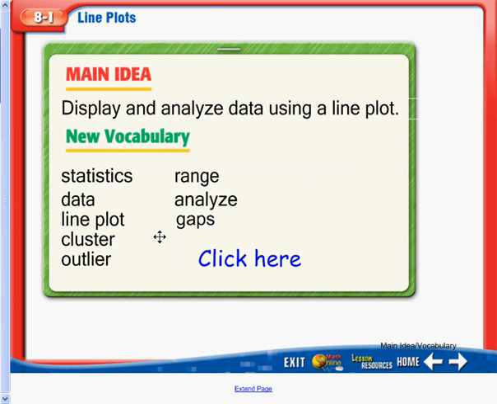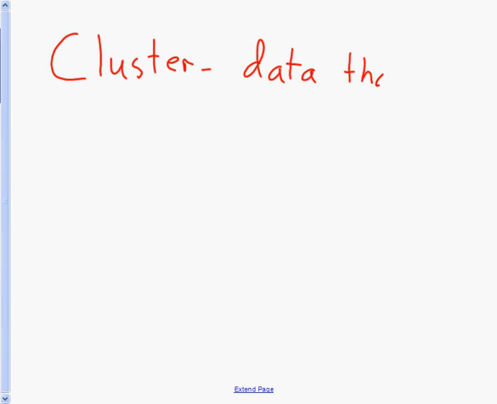Four other terms we're going to be going over in one moment here are cluster, outlier, range, and gaps. And data is typically something we do analyze. So analyze is in there as it is in our main idea. So for cluster, a cluster is going to be data that is grouped together. So data that are actually grouped together because it's a plural group of data. So say a bunch of data off of a table that are grouped together.